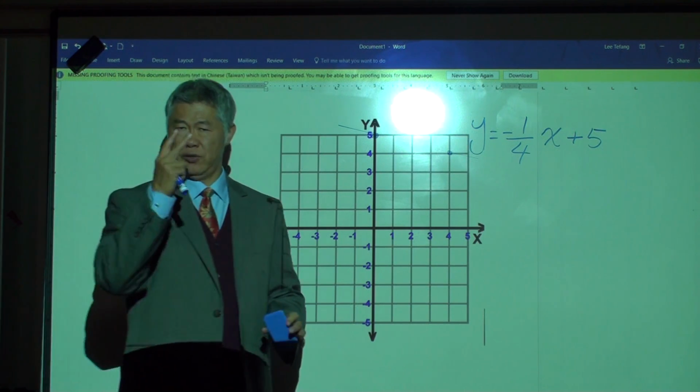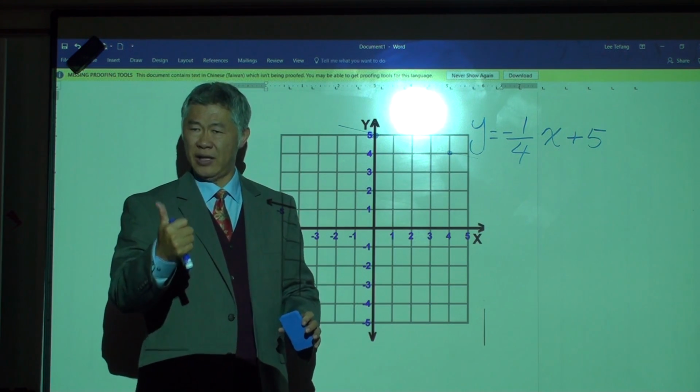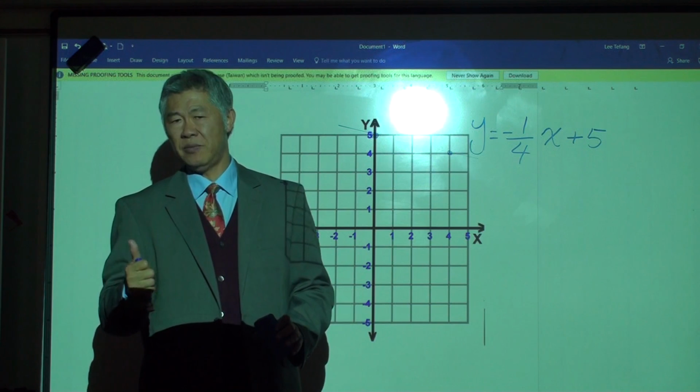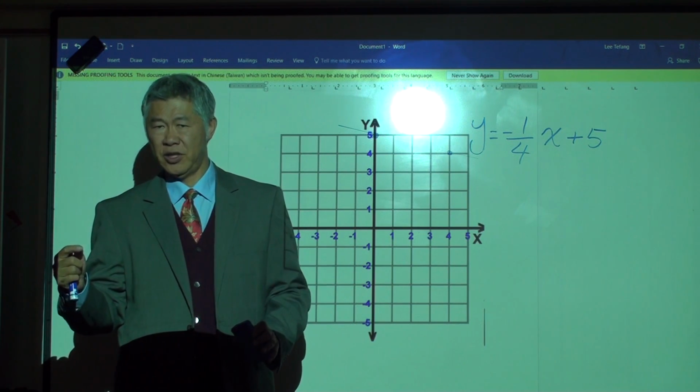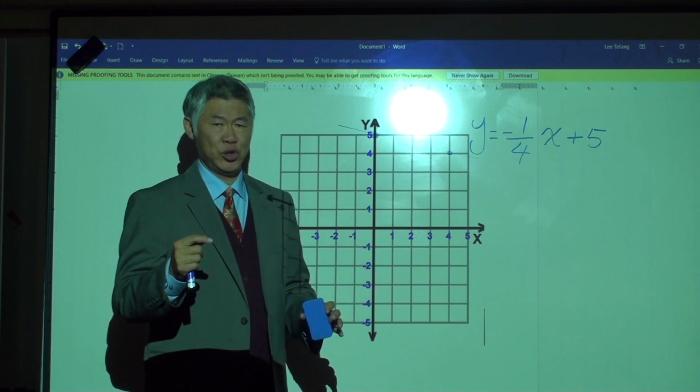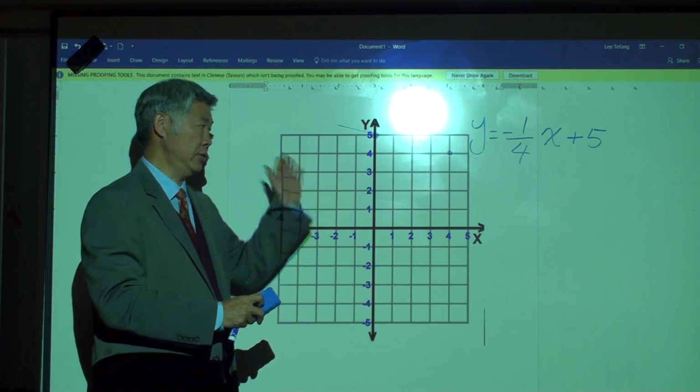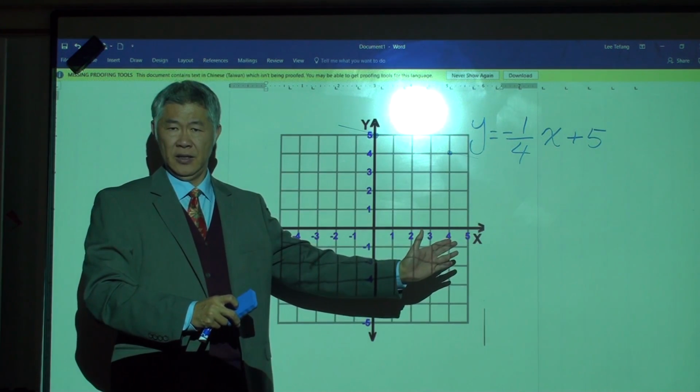So today you learned 2 things. One is to identify the slope and y-intercept in a linear equation, and then you use those 2 numbers to help you graph. Do your best.